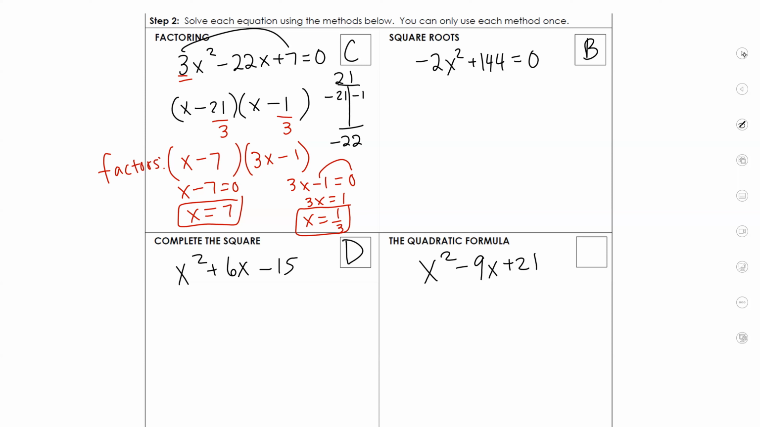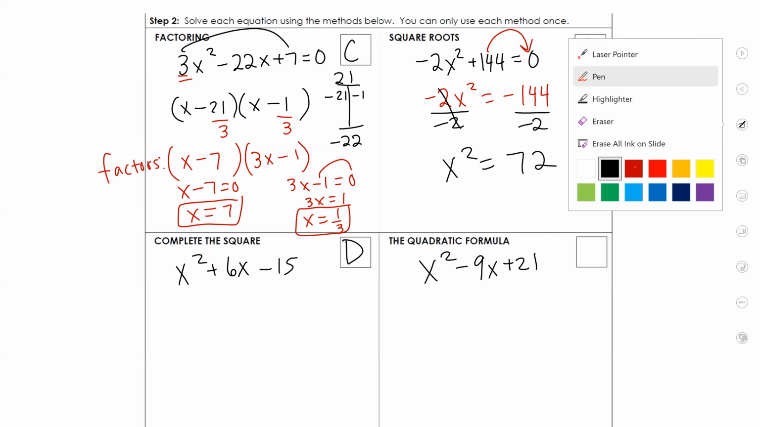So I want to get x by itself. I'm solving for x, so we need to get x by itself. I'm going to rewrite this with the 144 on the other side. Just move it to the other side. Get x by itself. Then I'm going to divide both sides by -2. So now I have x squared equals a positive 72.